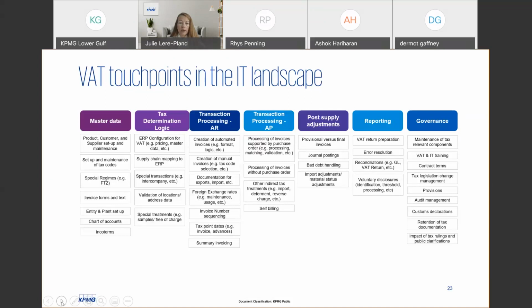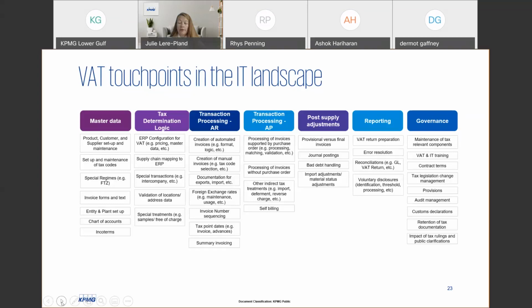Other things to quickly mention: everything in your system basically starts with the basis of your master data. I mentioned differentiating between exempt and taxable supplies, but your customer and supplier master data is also very important, because that will help drive whether you apply zero rate, for example if your customer is outside Oman. On the supplier side, it will drive whether you need to apply reverse charge or not.